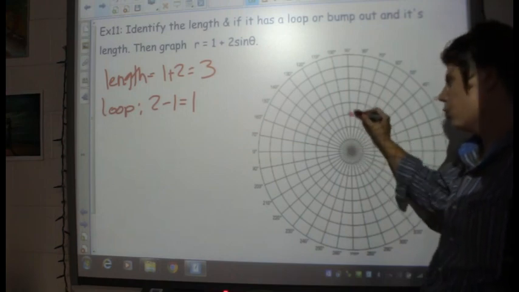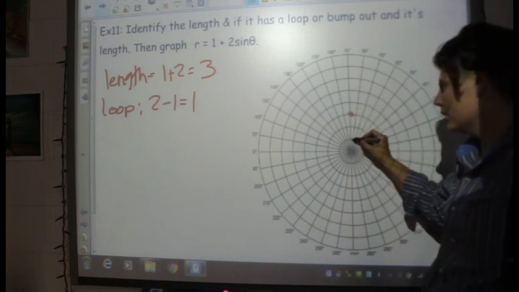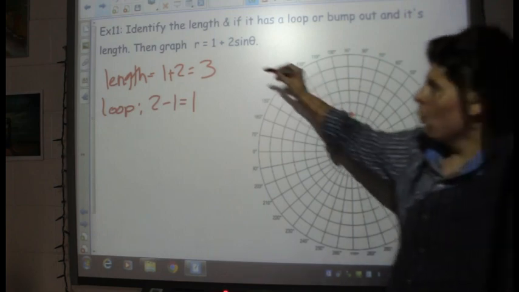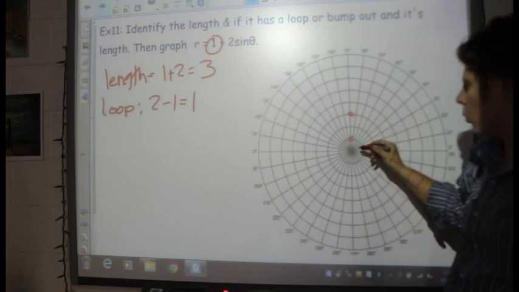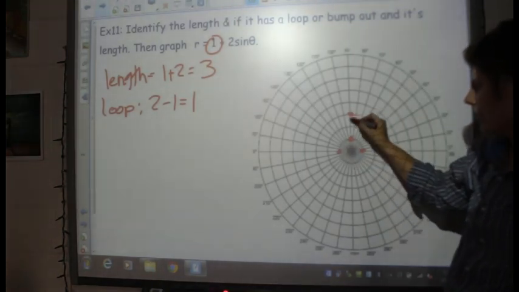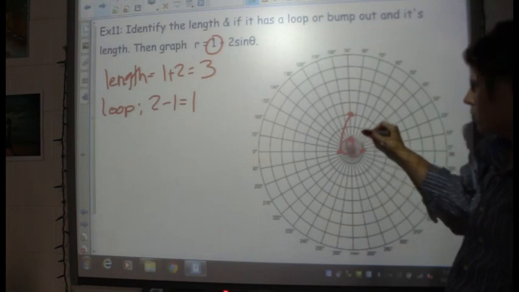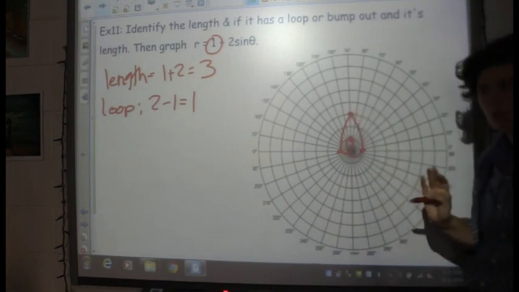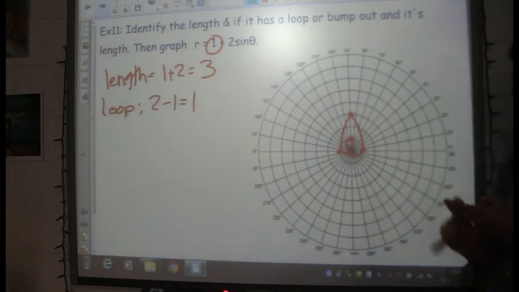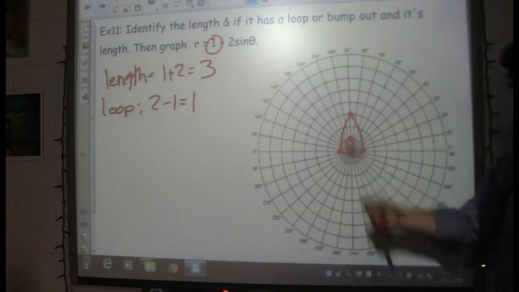So from the pole I count up 1, 2, 3, and I have a dot. And the loop, again, towards that length, I'm going to have my loop length of 1. The width of this one is also 1, so 1 to the left and 1 to the right. And then I just do my very best to draw my limacon. I know they're a little funny and they don't have to be super perfect, but the main information is the length and that it's a loop and the length of the loop. Also look out for your width there.